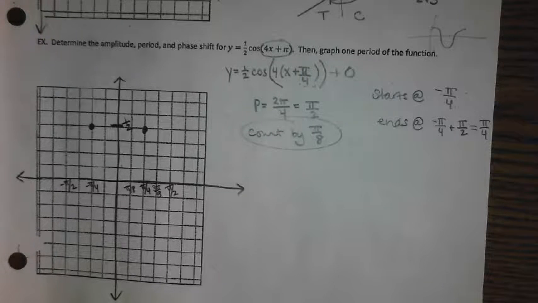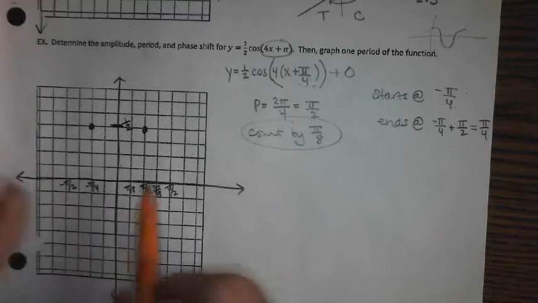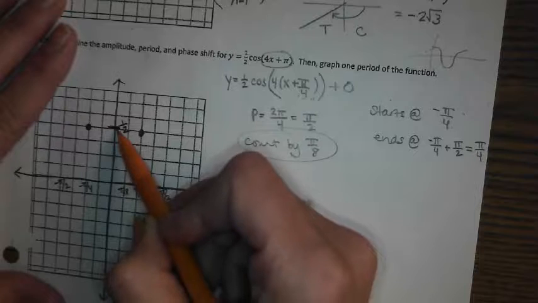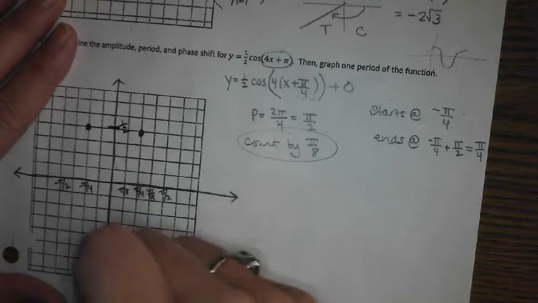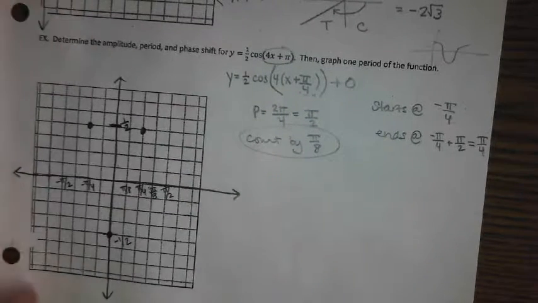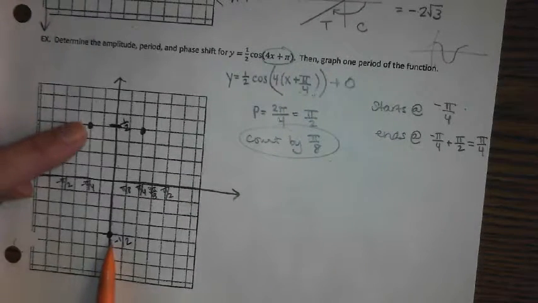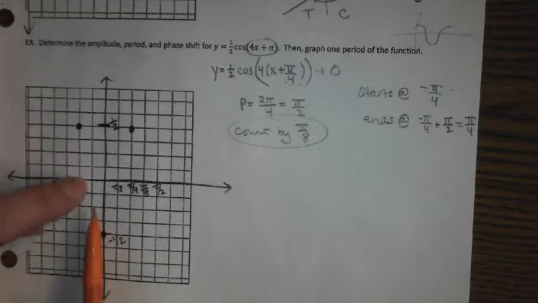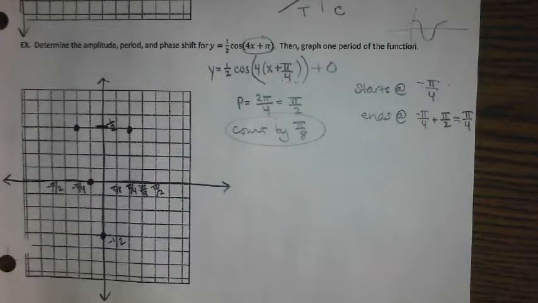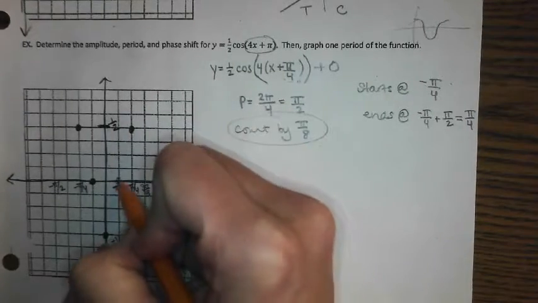Cosines start at maximums or minimums, so those particular ones happen to be 2 maximums. So my minimum is going to be halfway in between. And because I counted by the pi over 8, halfway in between is pretty easy. It's right on the y-axis, and that's going to be at negative 1/2. And then halfway between my maximum and my minimum, I should have a 0, which will go right here. And halfway between them on the other side, I should also have a 0.